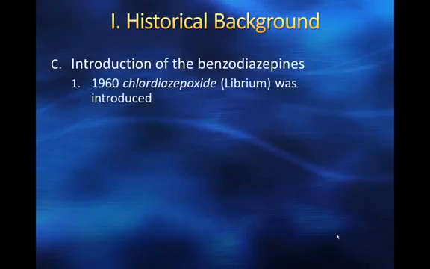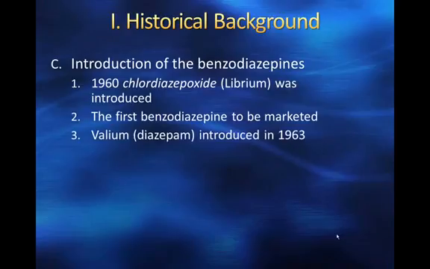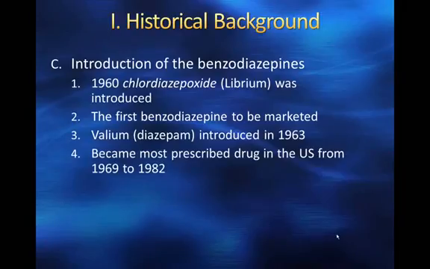In the 1950s, though, we get the introduction of the benzodiazepines. In 1960, chlordiazepoxide, or Librium, was introduced. This was the first of the benzodiazepines to be introduced. Later on, of course, we get Valium, or diazepam, which is introduced in 1963. Which quickly went on to become the most prescribed drug in the United States from 1969 to 1982. And benzodiazepines as a class are still one of the most highly prescribed drugs in the United States. I think they're number 2 or number 3 at this point. So still significantly used. Valium was the number 1 prescription from the late 60s to the early 1980s.